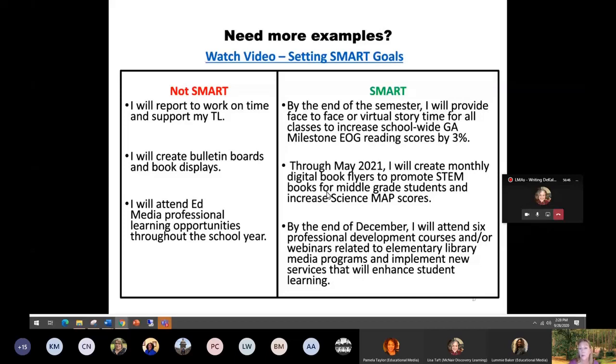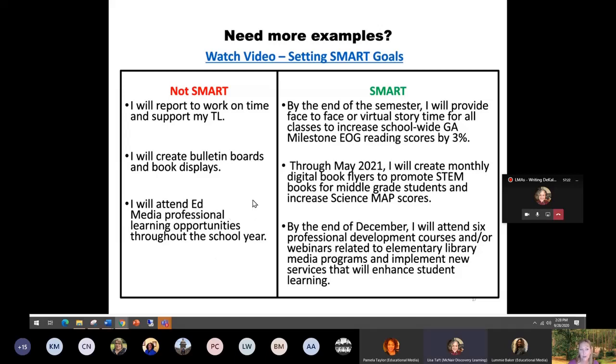So a better example would be: through May 2021, there's the time, I will create monthly, there's another measure of time, digital book flyers to promote STEM books for middle grade students and increase science MAP scores. So by comparing one group of scores to another throughout that time, then you can determine if you have attained that. It is attainable, it's measurable, it is relevant, time bound, and it's very specific.